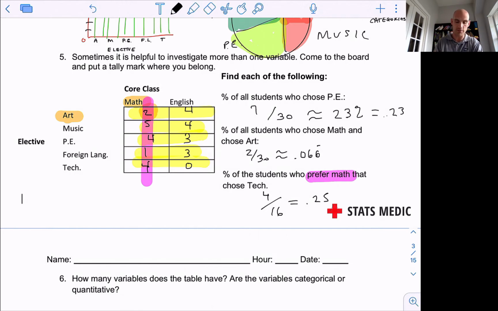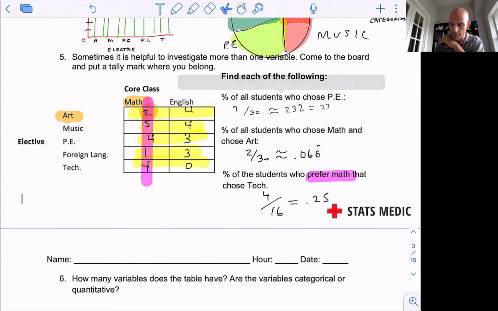Well, there are some labels for these numbers, and one of the things I'm going to do here is, off to the side, I am going to label them.